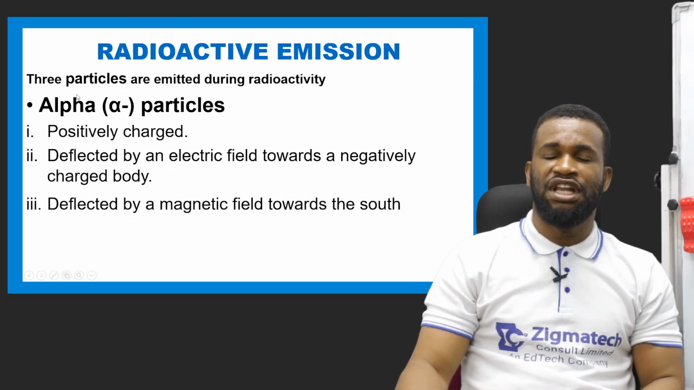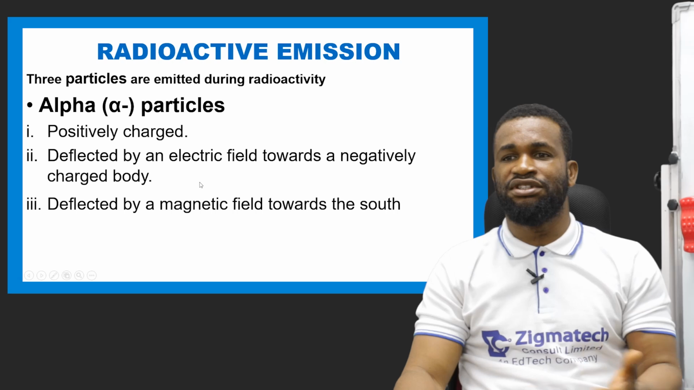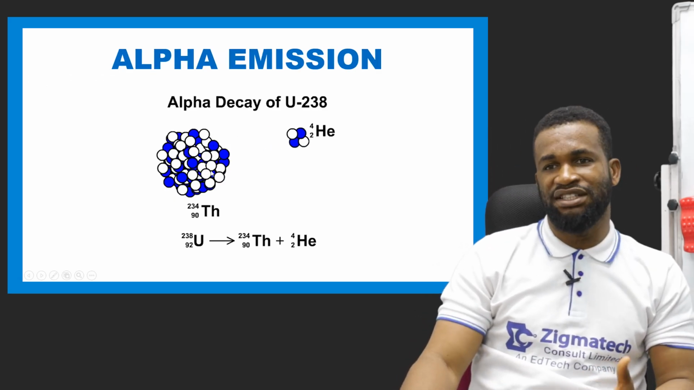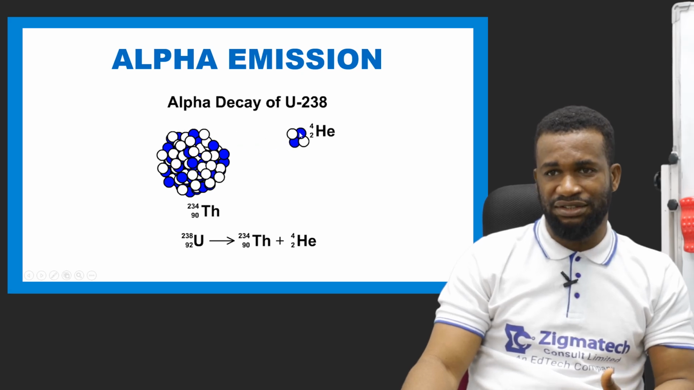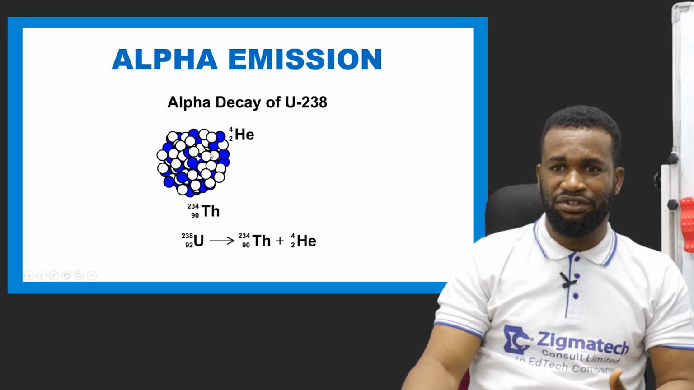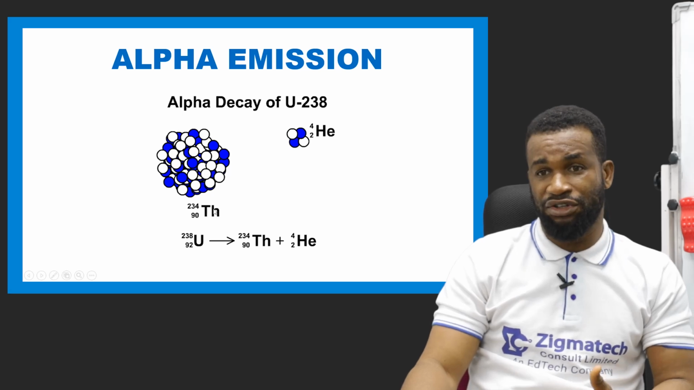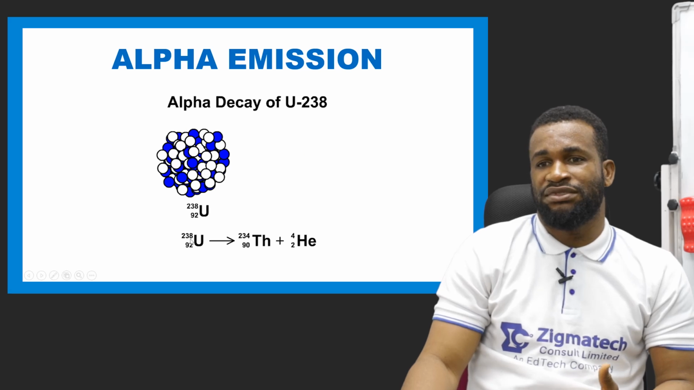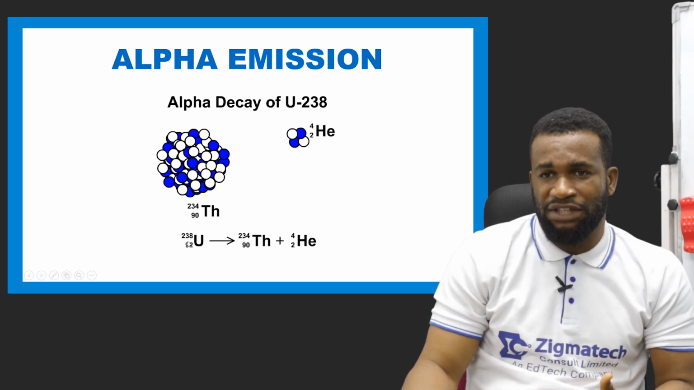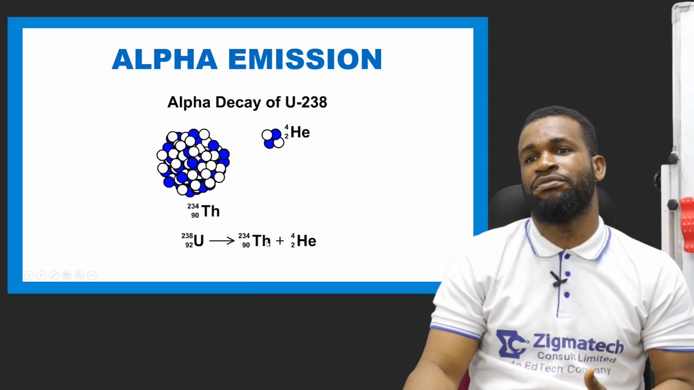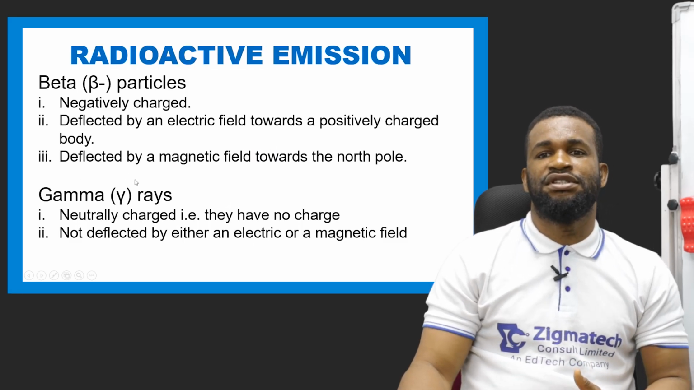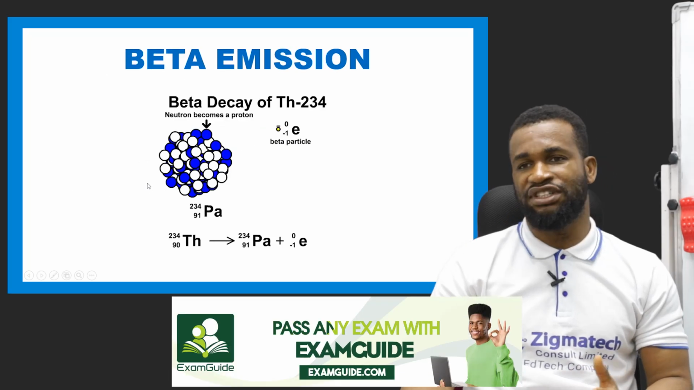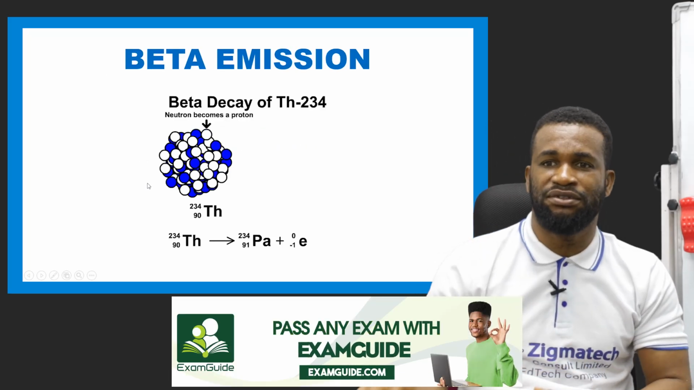As we go on, we said all these particles are emitted during radioactivity. Now this is an alpha particle, and this is how it is emitted from a radioactive substance like uranium. When it is given out from the nucleus of uranium, you now have thorium formed. Then this is also a beta particle. I'm going to use a table to explain these properties for us.